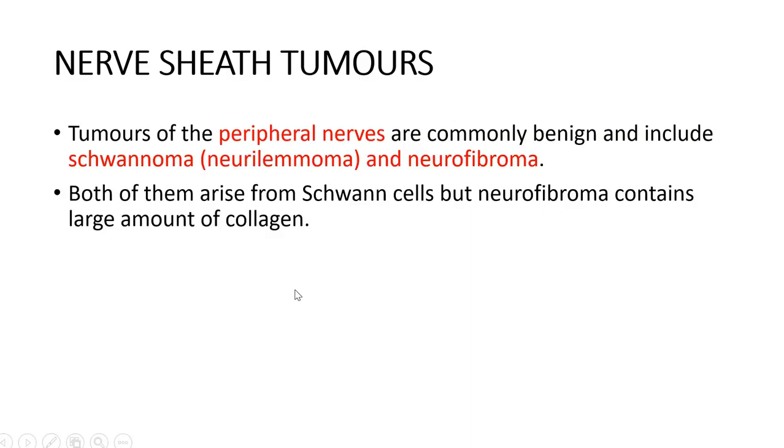Nerve sheath tumors are nothing but the tumors of the peripheral nerves, and most commonly they are benign. The most common entities include the schwannoma, which is also referred to as a neurolemoma, and neurofibroma. Both of them arise from the Schwann cells, but neurofibroma, as the name suggests, also has a lot of fibrous or collagenous material.